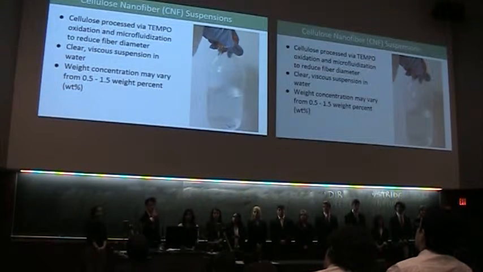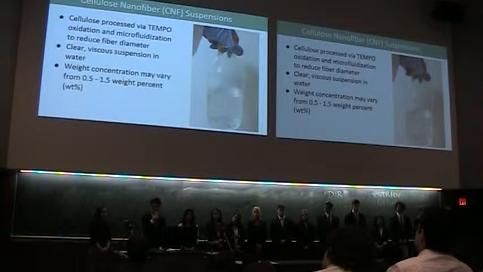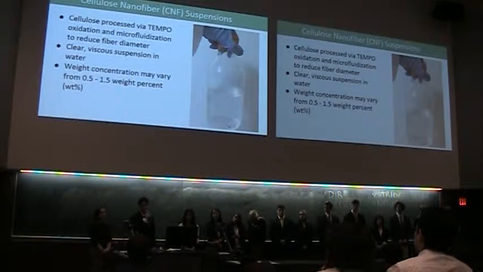And so a lot of our work during the past and current semesters has been devoted to obtaining cellulose nanofiber suspensions. And you can see in the photo, it's a clear liquid. It looks almost like water, except it's a little more viscous. And the weight concentration can vary from about 0.5 to 1.5 weight% of cellulose.